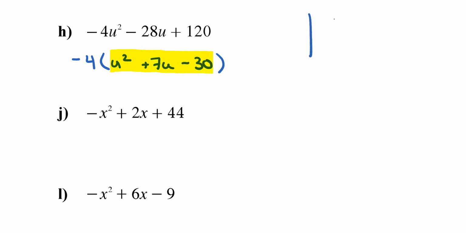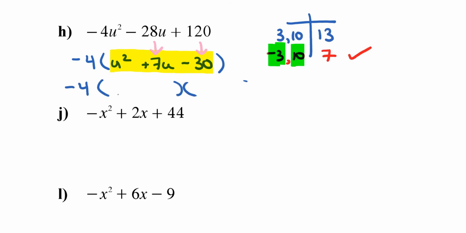Let's go ahead and make a t-table. You need two numbers that multiply to -30, and those two numbers need to add to 7. Okay, so I'm thinking about like a 3 and a 10. So 3 and a 10 gives me 13. Okay, let's try a -3 and a 10. So -3 times 10 is -30, and that gives me a positive 7. So I believe that works right there. So the numbers we want to use are -3 and 10. All right, so -4, and then 2 sets of brackets, and then u minus 3 and u plus 10. And that should be it for that particular problem.